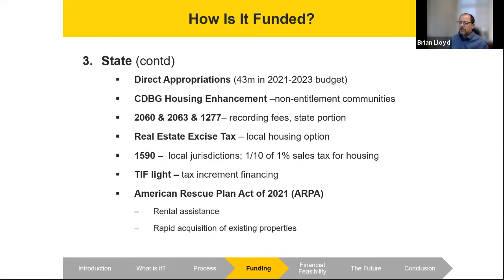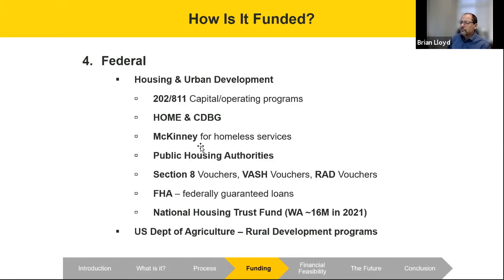So a number of jurisdictions are implementing new programs to spend that funding. And of course, the bottom bullet there, ARPA, the American Rescue Plan Act of 2021, in response to the COVID pandemic and the economic impact it had, brought numerous resources to the state, and then the state passed some of those through to jurisdictions. And then at the federal level, there's Housing and Urban Development programs, 202 and 811. Those are programs that used to be well-funded, have been unfunded for a while, but are starting to make a comeback. Money for public housing authorities.